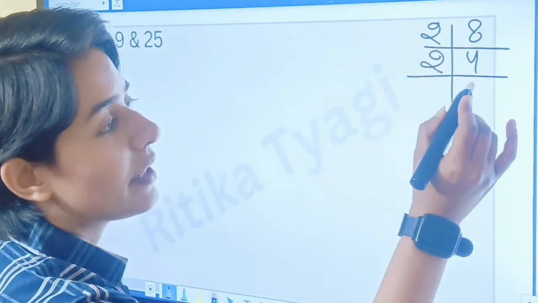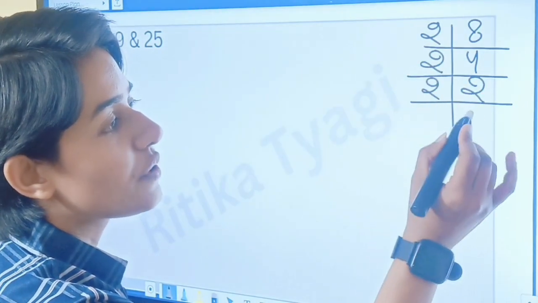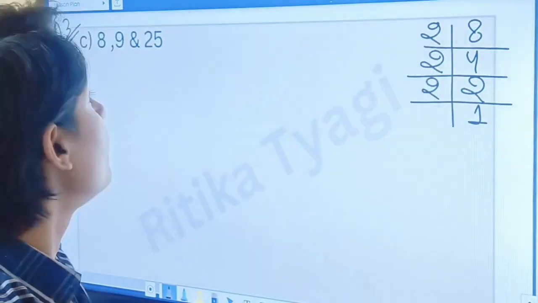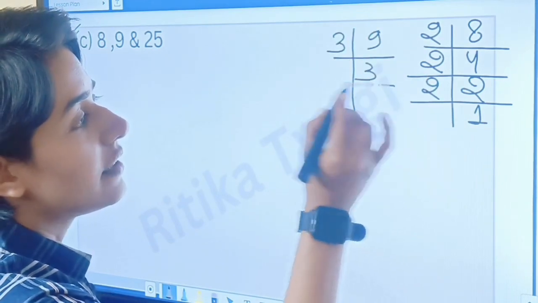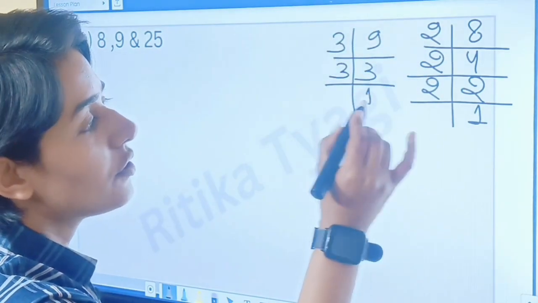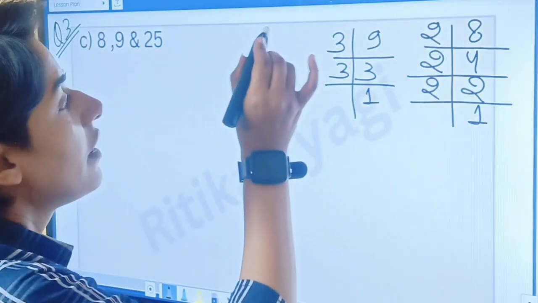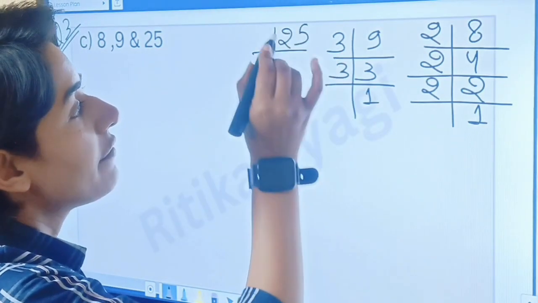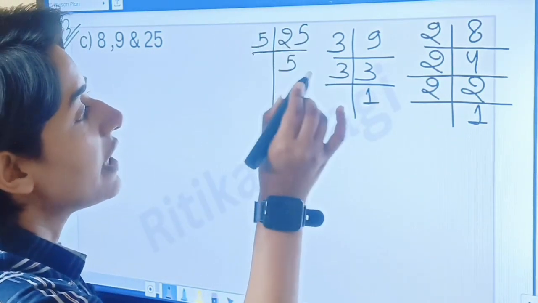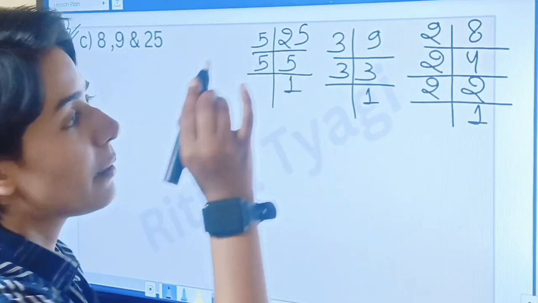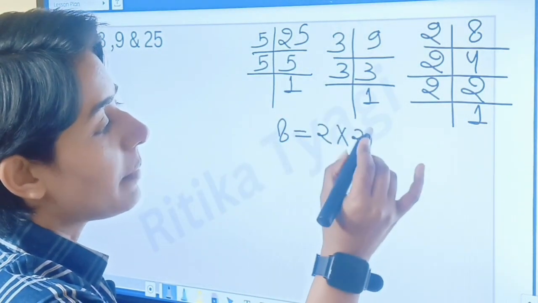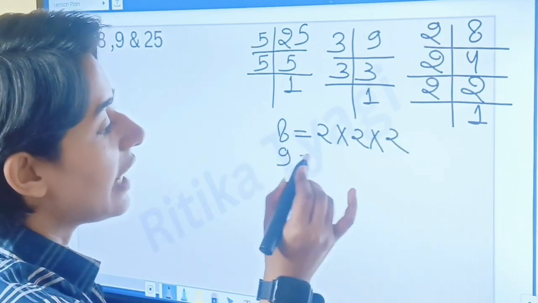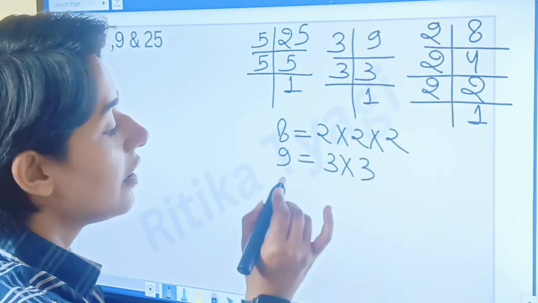4 is also an even number divisible by 2. We get 2. 2 is a prime number divisible by itself. Now 9. 9 is an odd number divisible by 3. 3 is an odd number and prime also, so divisible by itself. Now 25. 25 is divisible by 5. We get 5. 5 is a prime number divisible by itself. So the factors for 8 are 2 multiply 2 multiply 2, and 9 factors are 3 multiply 3.